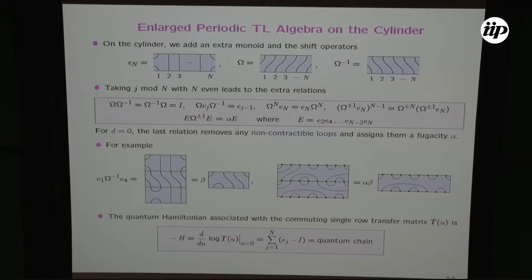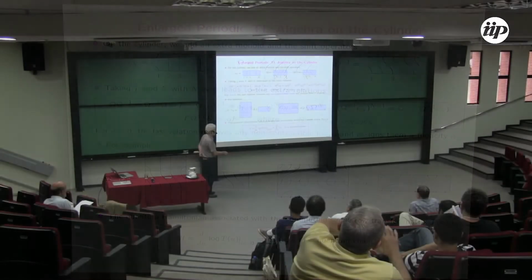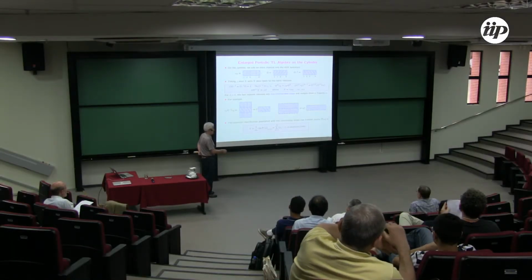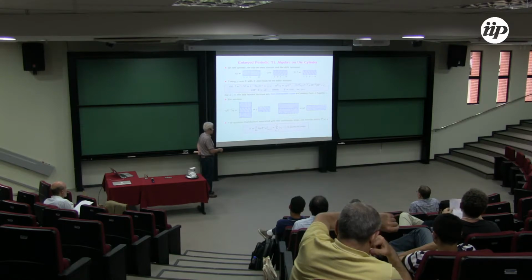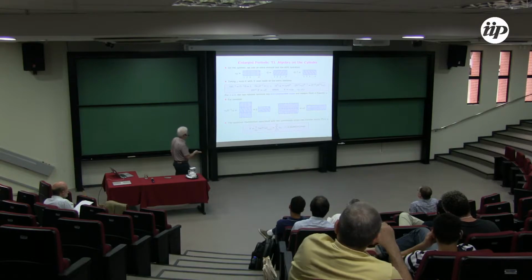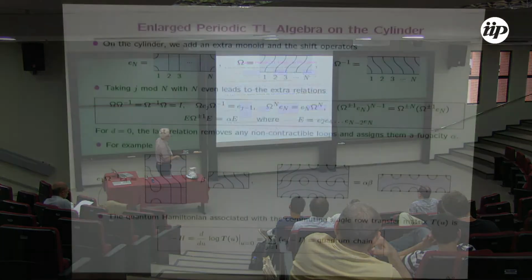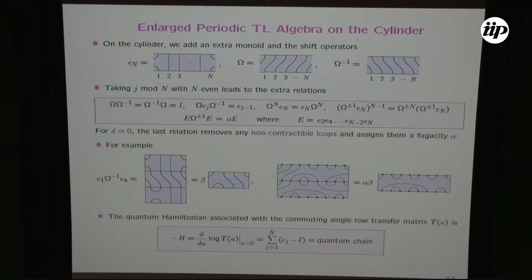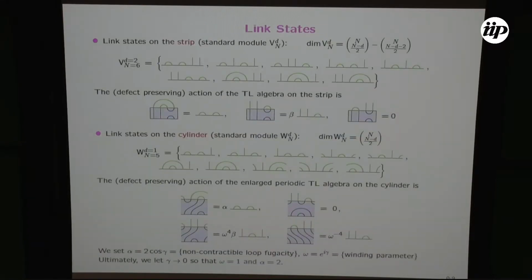Again, you can now work with a single row transfer matrix, call that T rather than D for a double row transfer matrix. Take the logarithmic derivative, set u equal to 0. You get back the expression for the quantum chain Hamiltonian expressed in terms of the e_j's, and again there is a shift for convenience. So essentially we're studying these two quantum chains, two different topologies, the strip and the cylinder or torus.